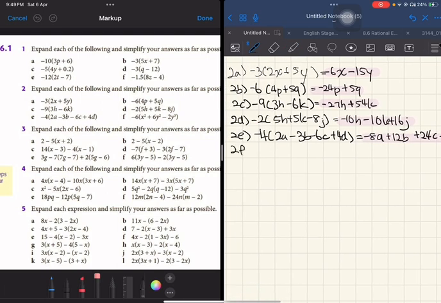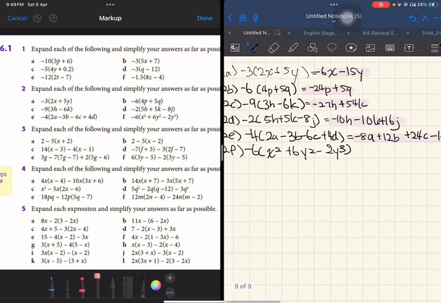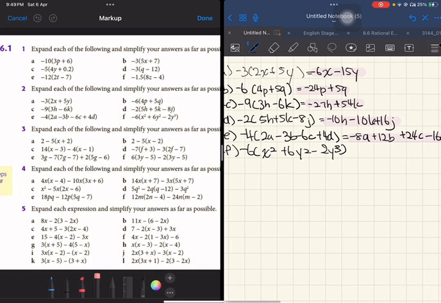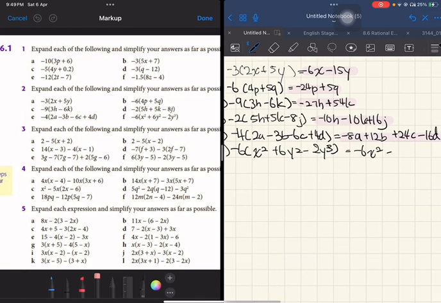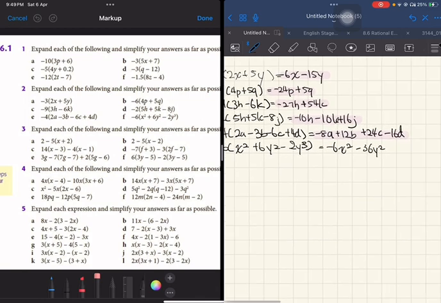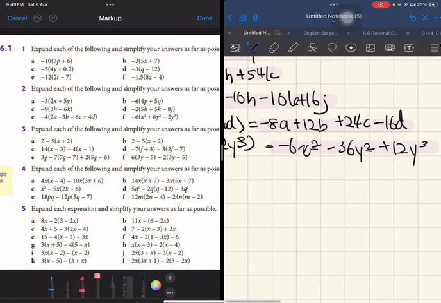Okay, next, 2f, negative 6x squared plus 6y squared subtracted by 2y cubed. And then negative 6 times negative 6 times x squared, you're going to get negative 6x squared, okay, 36y squared, and I'm also going to get 12y cubed. You can't simplify this because both of them are squared, one of them is cubed, and the variables are also different. So this is the final answer.